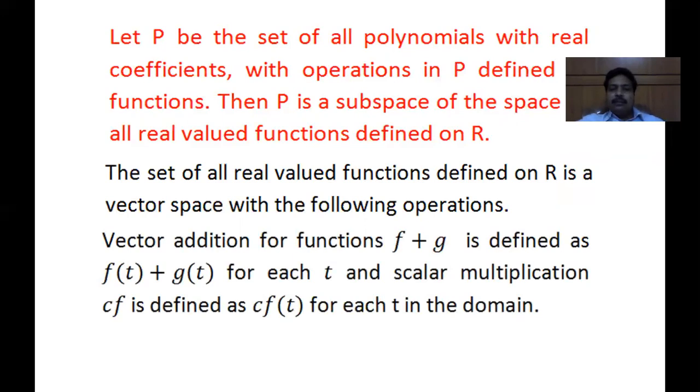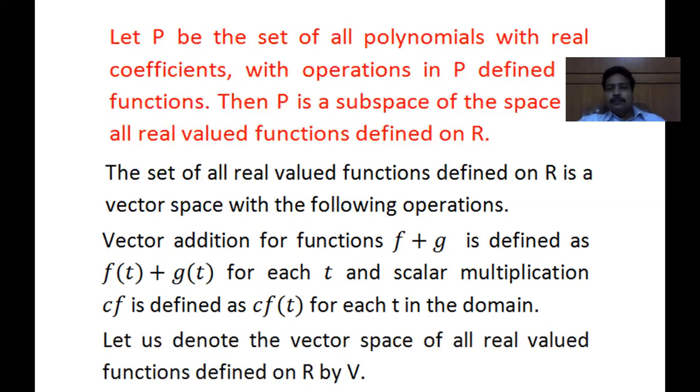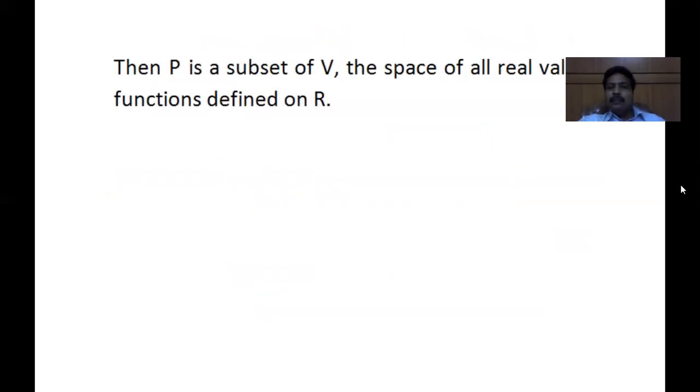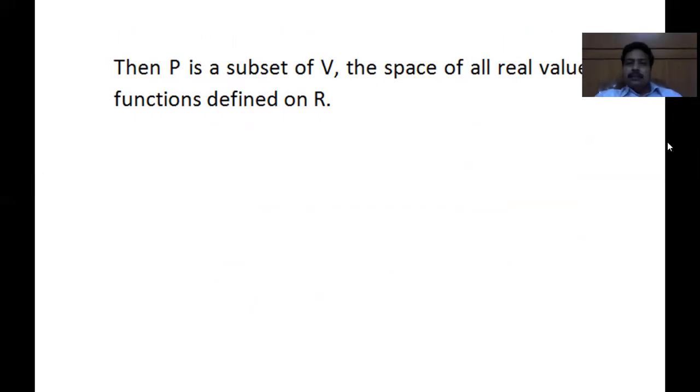Vector addition for functions, f plus g, is defined as f of t plus g of t for each t, and scalar multiplication cf is defined as c times f of t for each t in the domain. With these two operations, the set of all real valued functions defined on real numbers R is a vector space. Now, P is a subset of the set of all real valued functions. Let us denote the vector space of all real valued functions by V. Then P is a subset of V, where V is the space of all real valued functions.